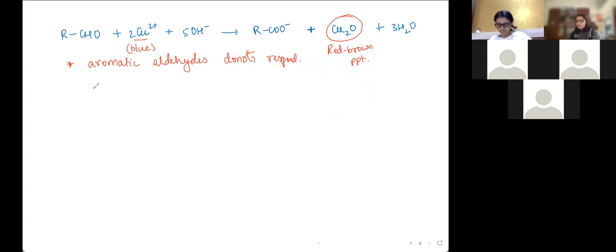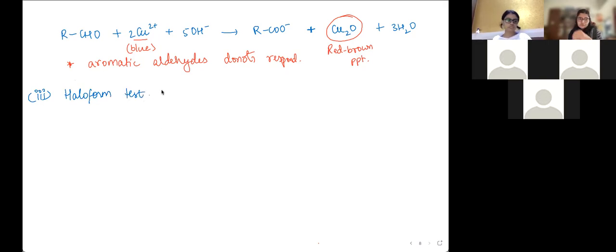Okay. Then we have a third test. This is a different sort of a test. It's not specifically for aldehydes or ketones. So this is called a haloform test. Have you guys done this also?